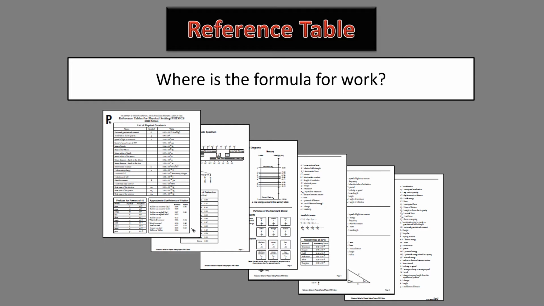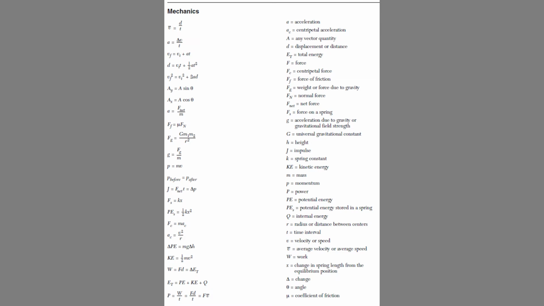So where is the formula for work? It's going to be on the back page. Can you see it? Work is equal to the force times displacement. Now this is the introduction to Unit 8, which is work, power, and energy. And actually, the amount of work you do is equal to the change in the total energy of the system.